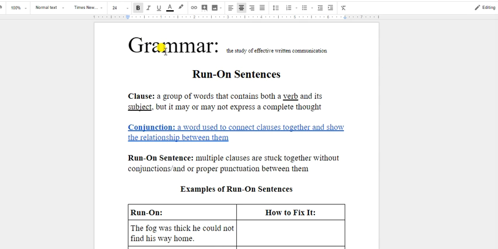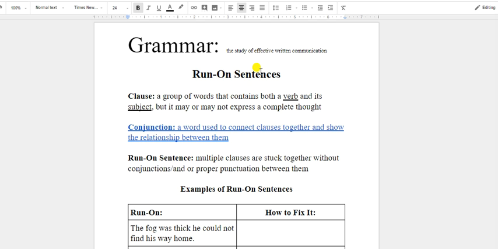So once again, a reminder: when we're studying grammar, we're just studying effective written communication. So when you're writing, your job is to communicate your thoughts in a way that's clear enough that anybody could pick it up, read it, and understand your meaning. And you want to be as clear about your meaning as possible. That's the point of writing, okay? And that's why writing can be hard for some people, because that's a big task.